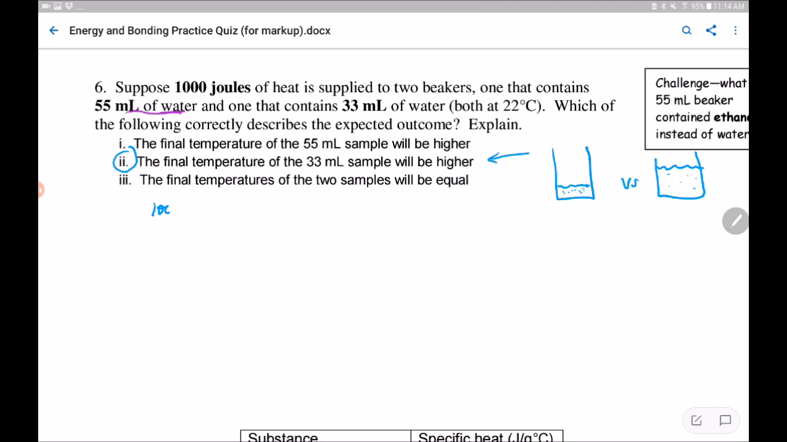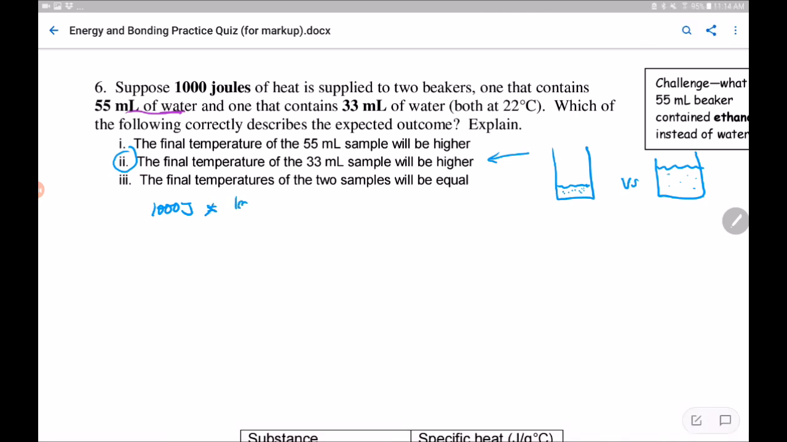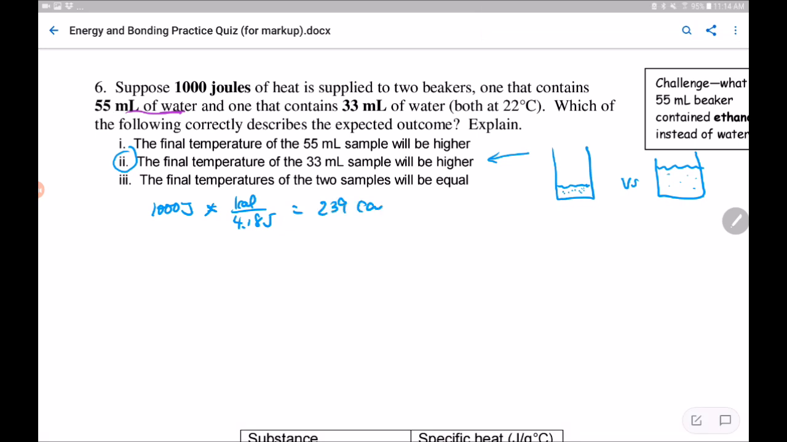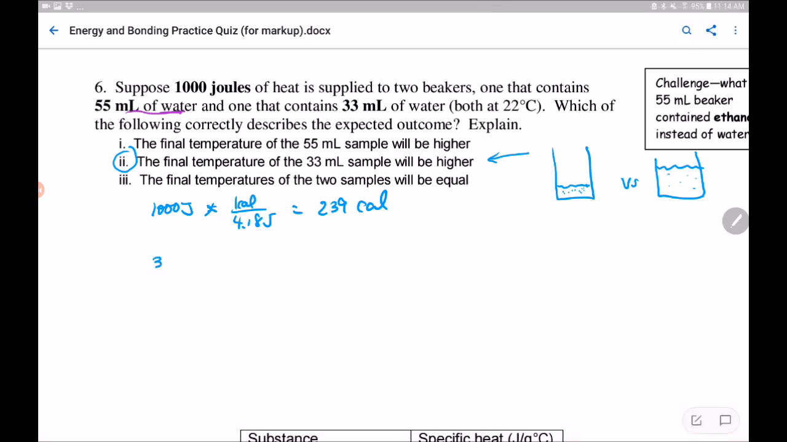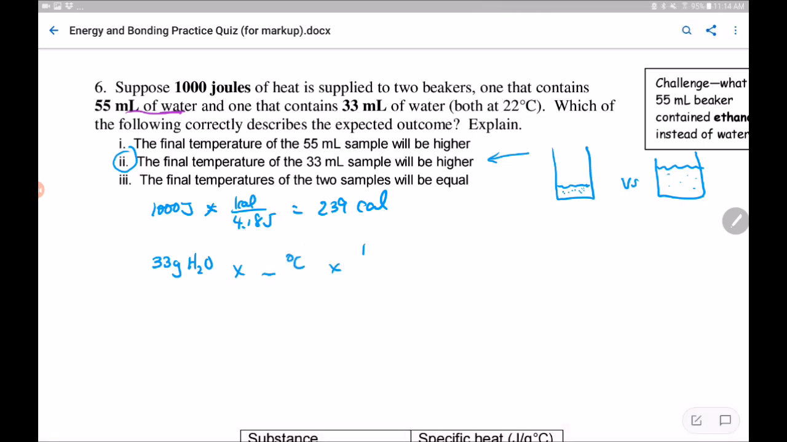We have 1,000 joules, which is equal to, let's actually do the dimensional analysis. 1 calorie is 4.18 joules, and therefore 1,000 joules is 239 calories. You've seen this equation several times where you say, okay, I have 33 grams of H2O. I multiply by the degree C temperature change, 1 calorie per gram degree C. In this case, we know it's 239 calories.